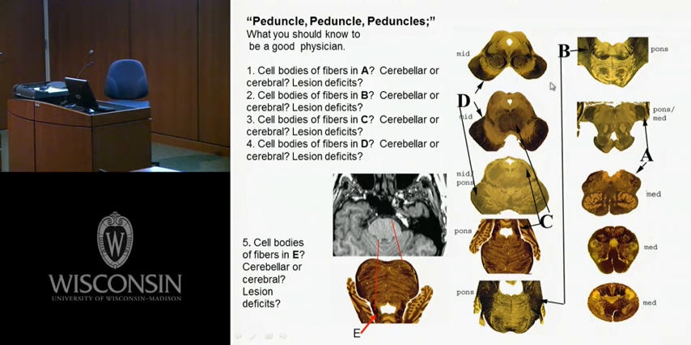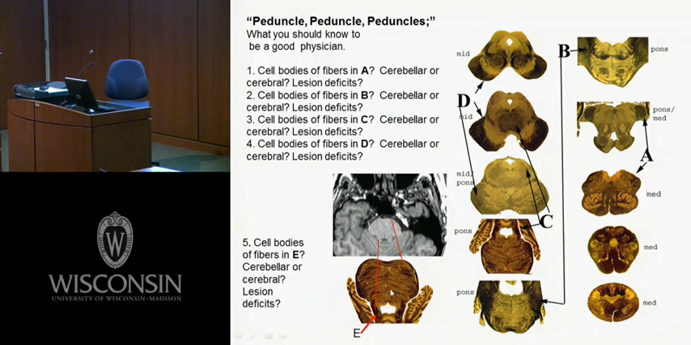Now, this shows one of our levels here. Let's go down here. This one is from right here, and this is how it looks in the MRI. All right? So right there, see that right there? That would be the superior cerebellar peduncle.